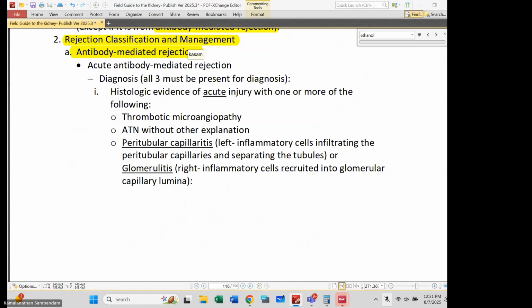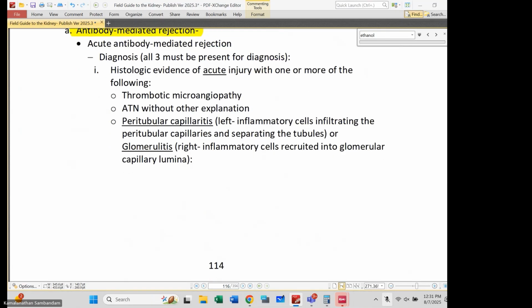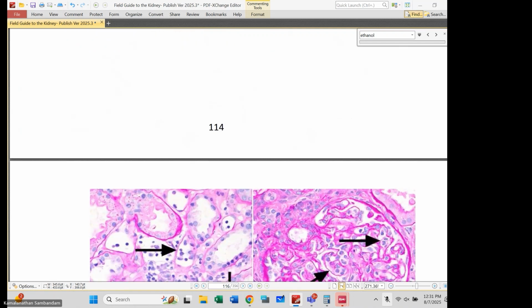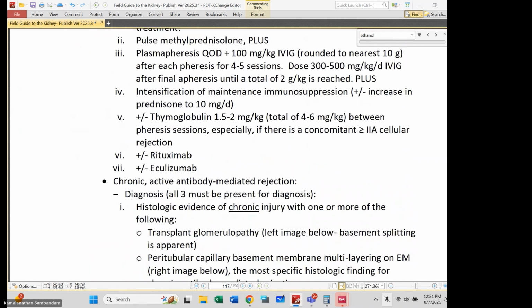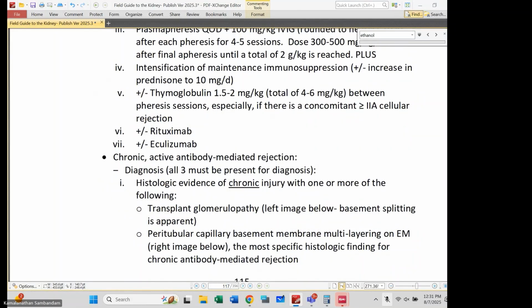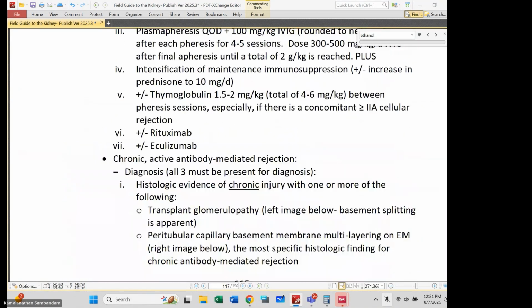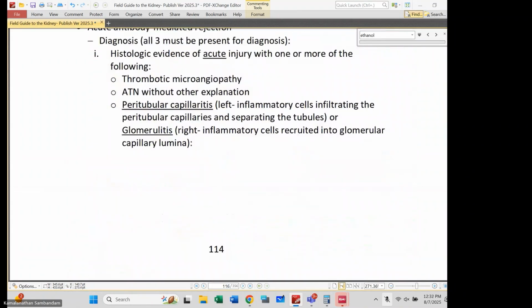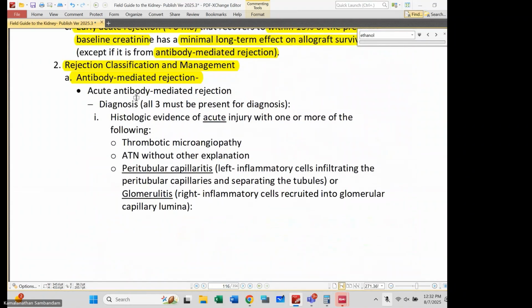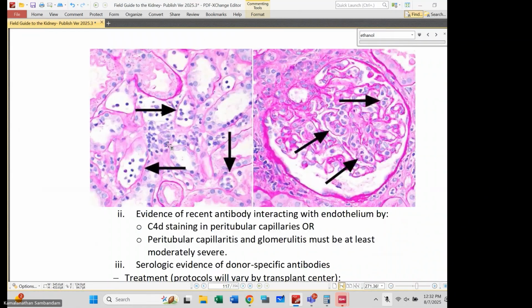Now, let's give you the bird's eye view here. We're going to talk about antibody-mediated rejection. Synonym for that is humoral rejection, okay? Some people abbreviate that as AMR. We're going to talk about acute and chronic antibody-mediated rejection. So humoral rejection first. We're going to talk about acute and chronic phases of humoral rejection, okay?